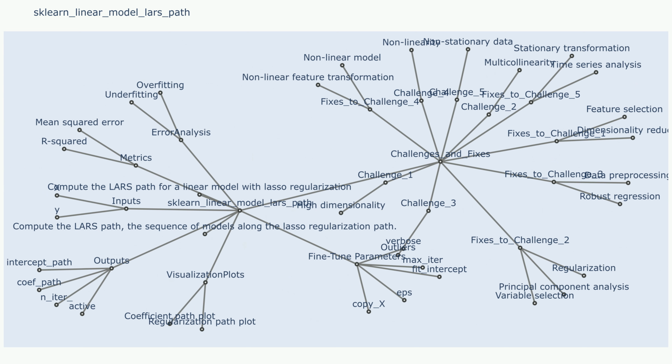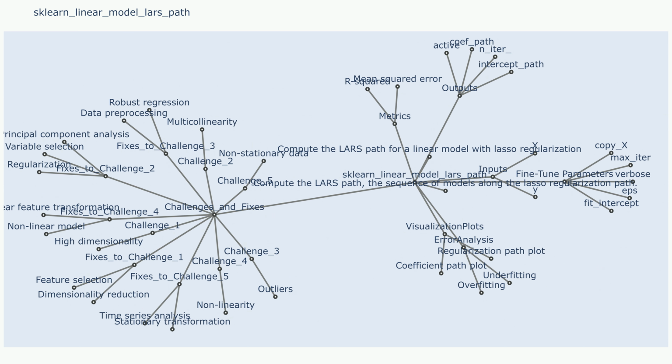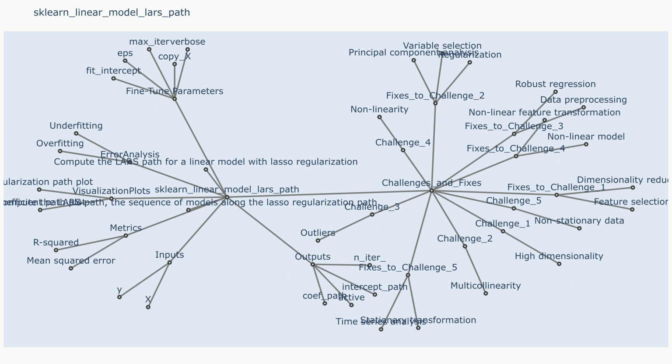Step direction. Determine the direction in which to move the coefficient of the selected feature. The direction is either towards its positive or negative correlation with the residual. Step size. Calculate the step size for moving the coefficient along the direction. The step size is chosen so that the coefficient of the selected feature reaches a point where another feature has the same correlation with the residual.